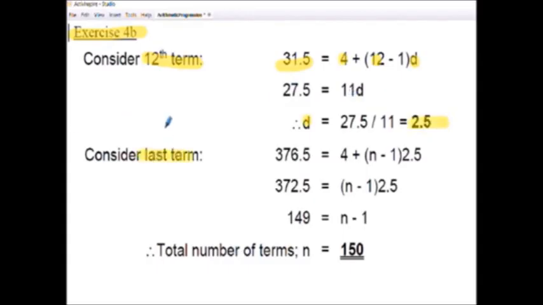Consider now the last term in the series. We're told that 376.5 is equal to a plus n minus 1 times the d, which is 2.5. Rearranging this, if I subtract 4 from both sides of the equation, I get 372.5 on the left hand side is equal to n minus 1 times 2.5. Dividing both sides by 2.5, I get 149 is equal to n minus 1. So we can see that n is equal to 150. That is, the total number of terms in the series is 150.